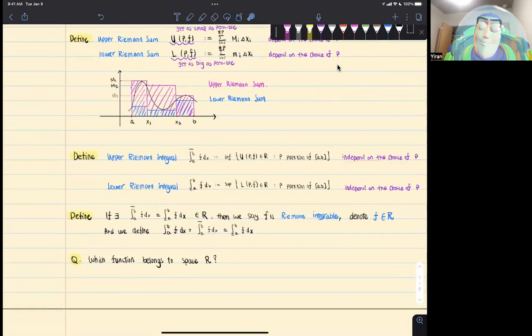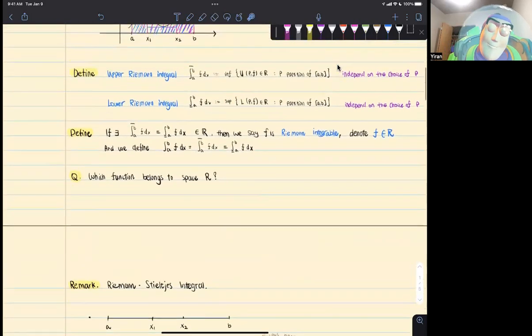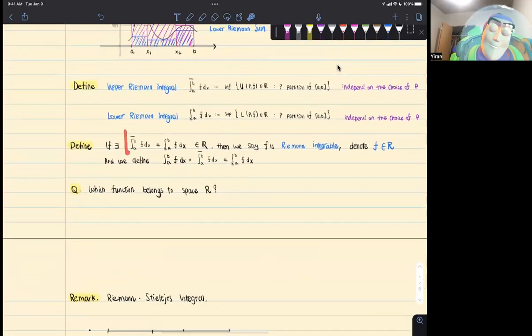And because we're comparing and we find the supremum, the final result does not depend on P. Okay, another definition: if the upper Riemann integral is equal to the lower Riemann integral, then we say that f is Riemann integrable. And the Riemann integral of f is exactly equal to this.